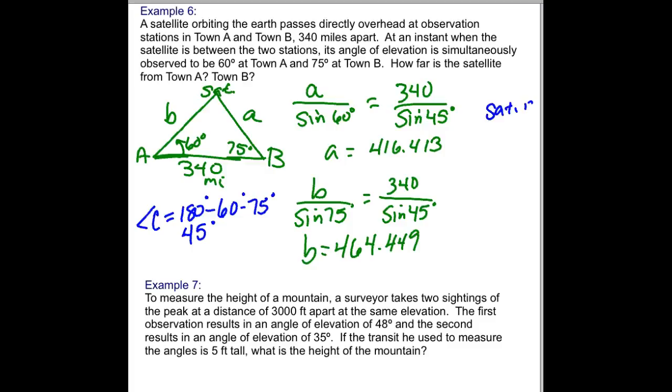Okay, so again, to answer the question, how far is the satellite from town A? So the satellite is 464.449 miles from town A. And it is 416.413 miles from B. Yes? Okay. Our last one.